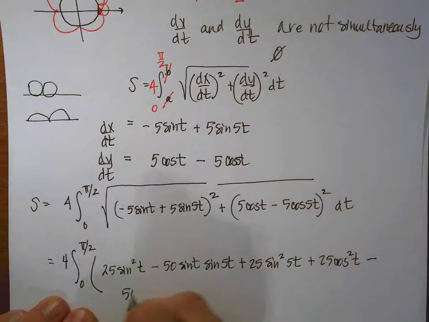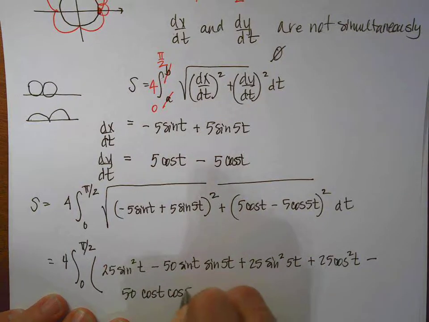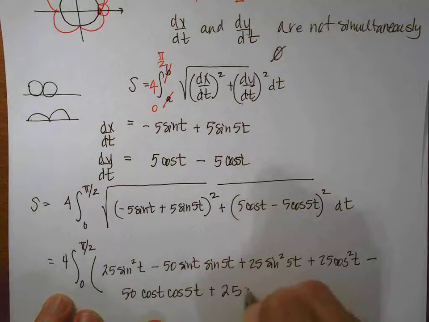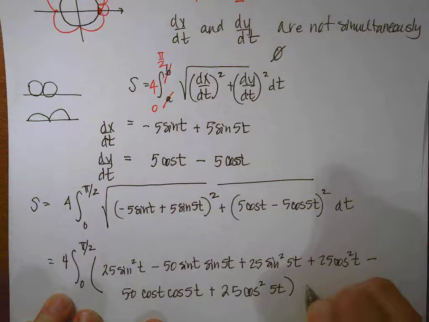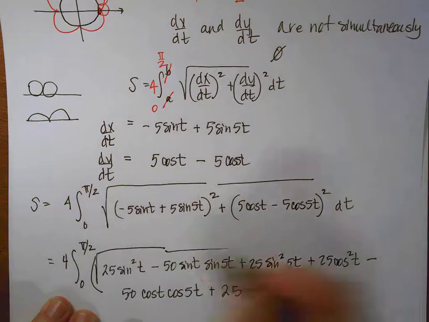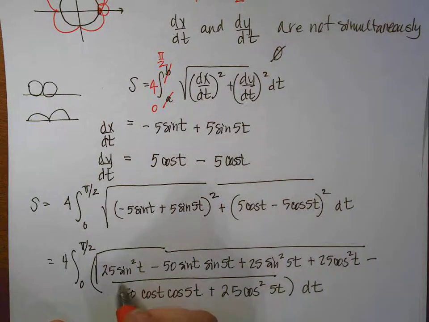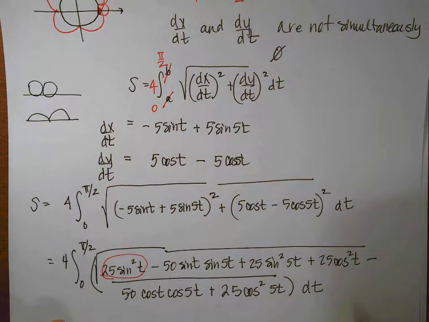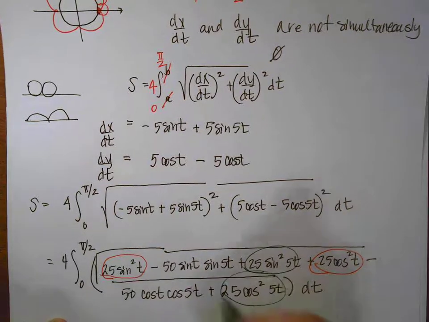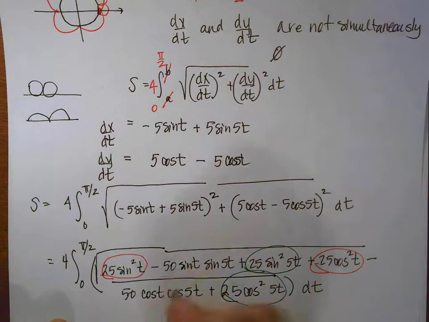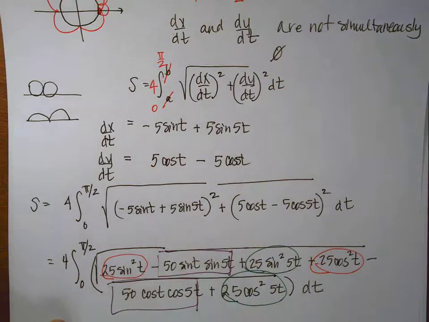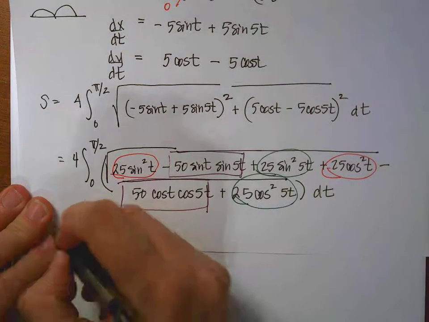And then square this guy, so plus 25 cosine squared t minus 50 cosine t cosine 5t, I told you it was ugly, plus 25 cosine squared 5t, parentheses, dt, and all of this stuff is under the square root. All right, so at this point, I'm going to group, and I'm going to underline them a little bit. This is my square root sign, by the way. I'm going to put this one together and this one together, and this one together and this one together, and then this one and this one together, and then we're going to do some trig identities.